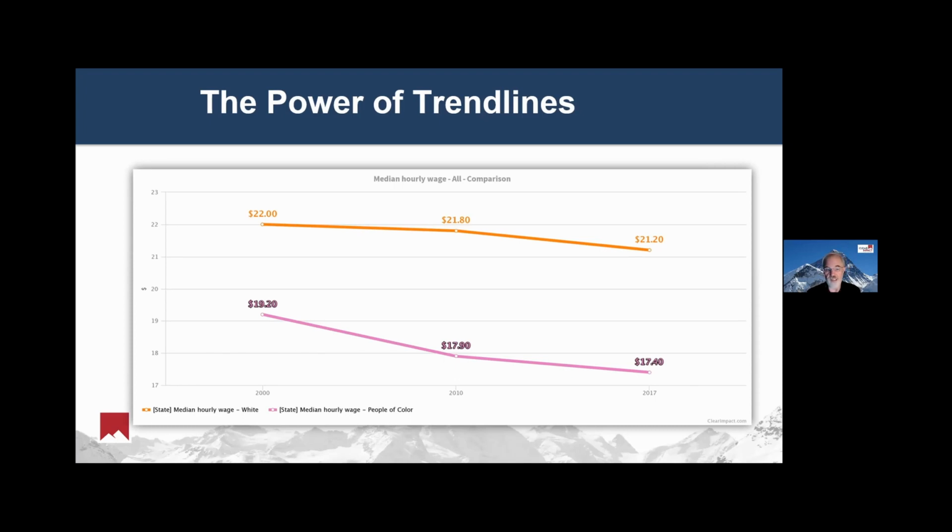So that's just a quick example of how we can use data and trend line data so everyone can understand the true story.